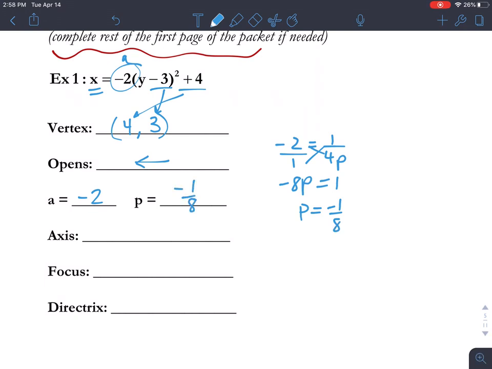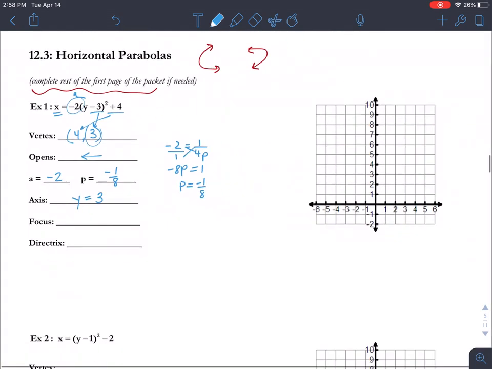An axis of symmetry, okay, you could find it now or later, it doesn't matter, but it's going to be that horizontal line that goes directly through the y value. So it's y equals 3. Okay, and I'll say focus and directrix. Let's actually try graphing this to see what's going on, and I think it will be a little easier to see.